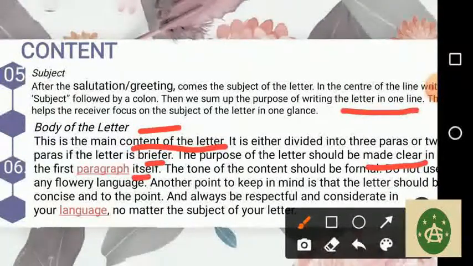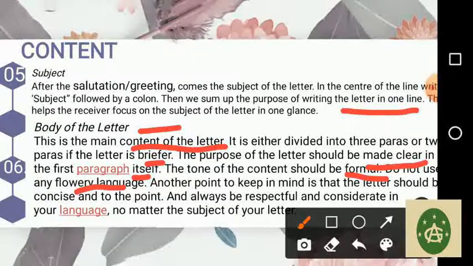The tone of the content should be formal. Definitely, you are not going to talk just like your friend talks to you or you talk to your friend. Do not use any flowery language. What do you mean by flowery language? Flowery, decorative. In a formal letter, you avoid using decorative kind of language. Decorative kind of language means too many idioms and proverbs, too many rhetorical words or sentences will not be used. You will write simple but formal.